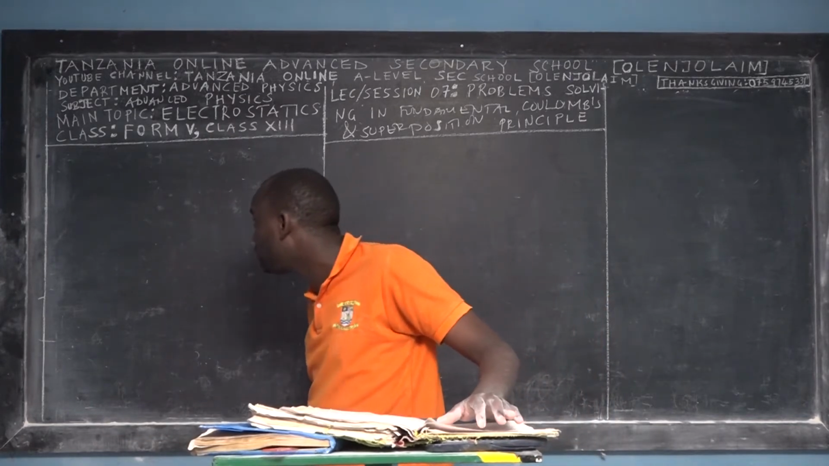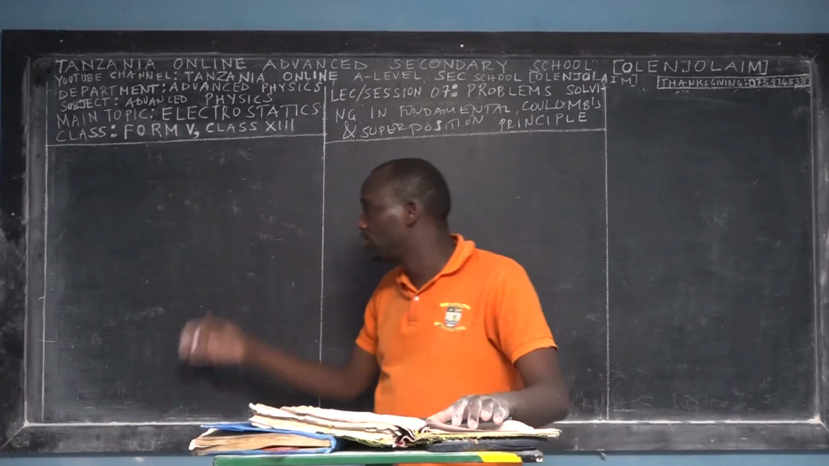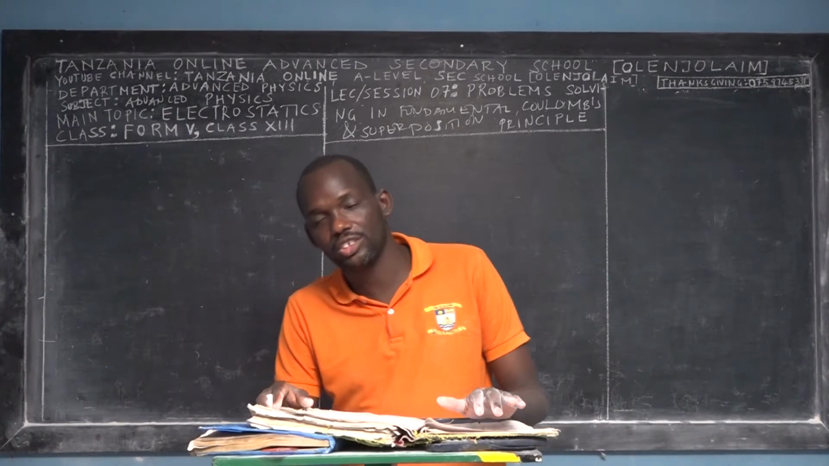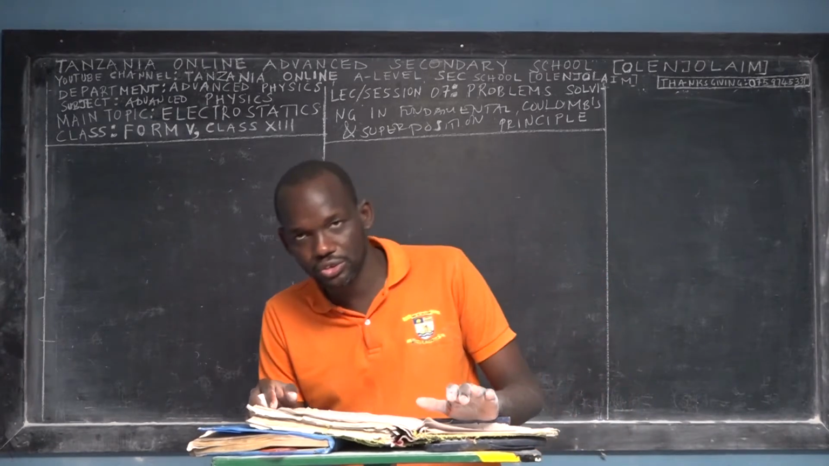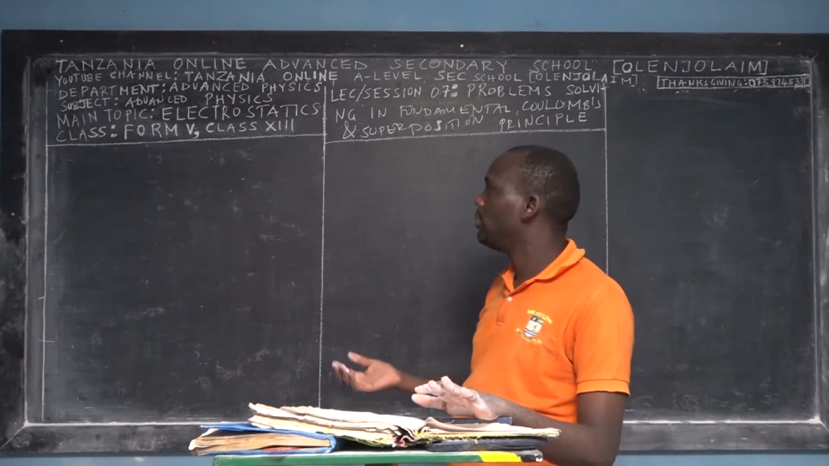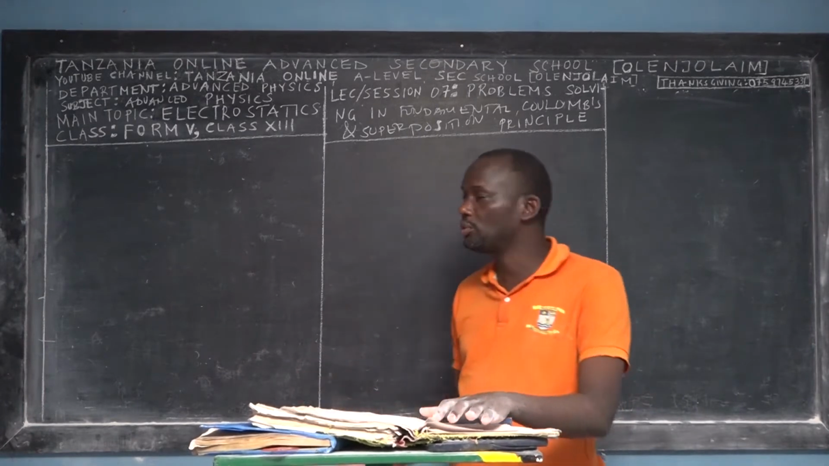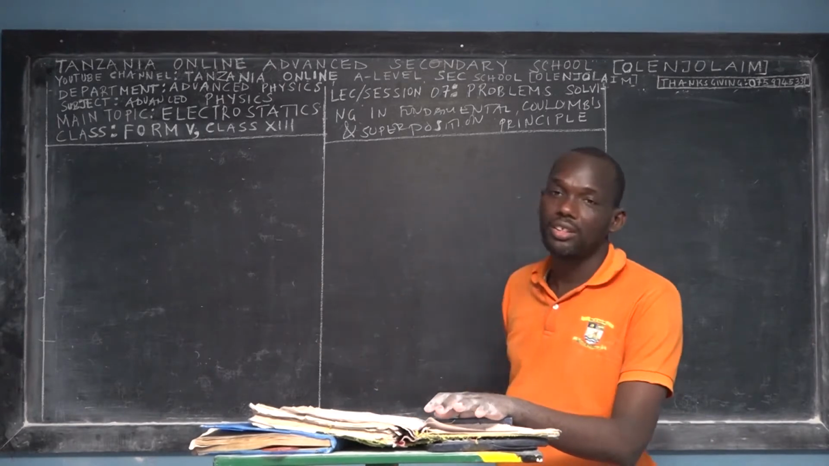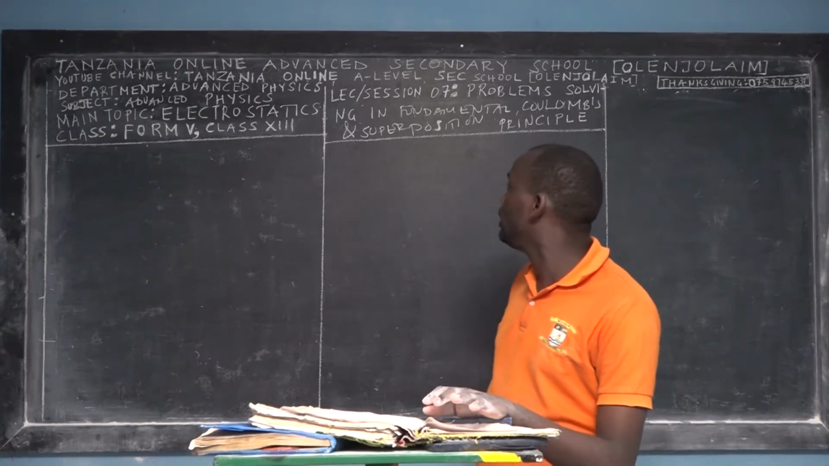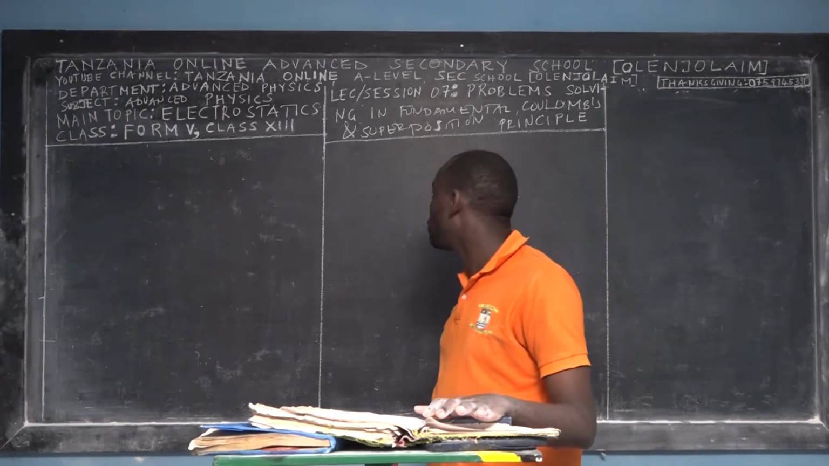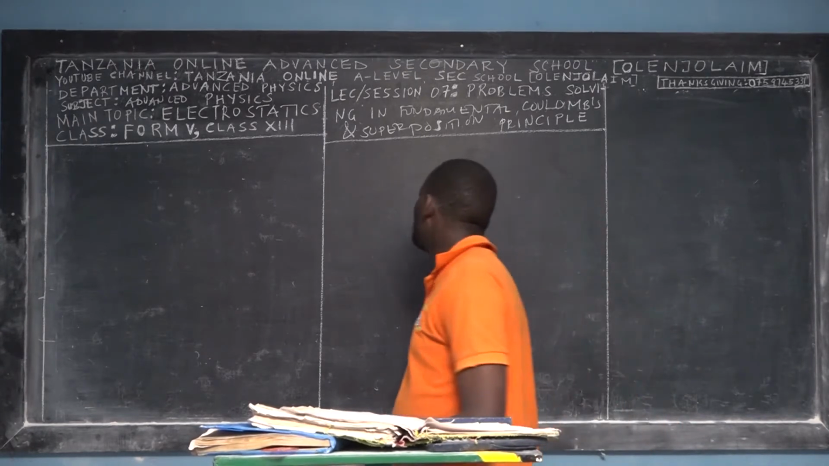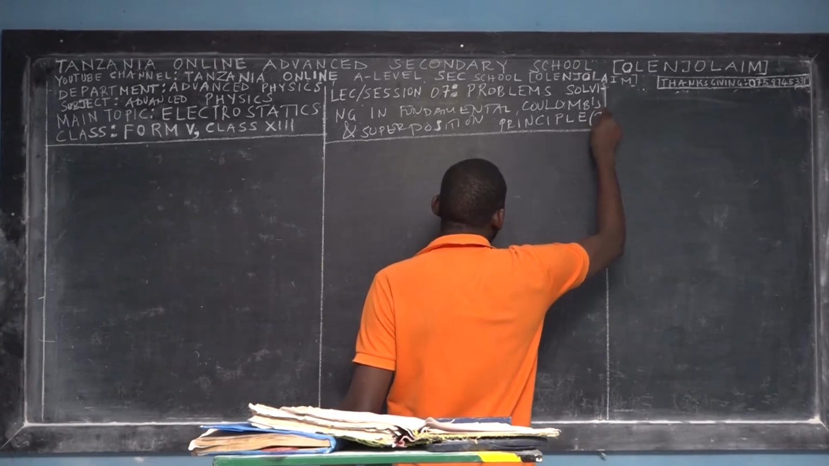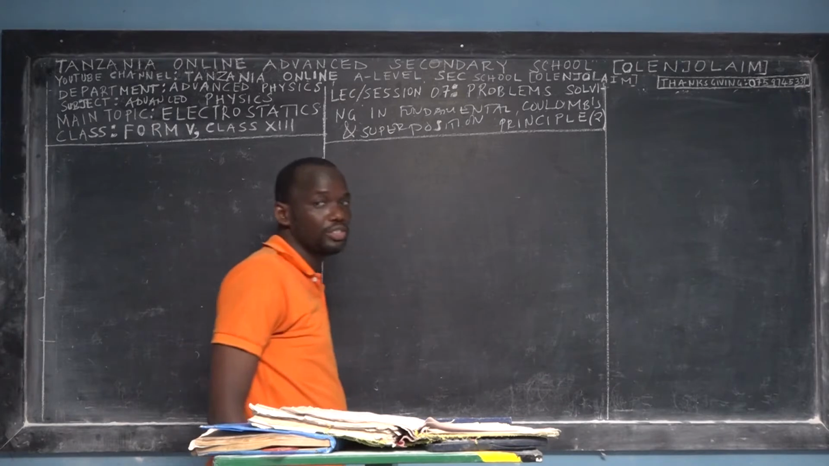So today we are in the Department of Advanced Physics. The subject is Advanced Physics for Form 5. The main topic is electrostatics. The subtopic is the general introduction: electrostatic force, the force of attraction or repulsion between charges. This is specifically for Form 5 or class 13. We are in lecture or session 7, which is problem solving in fundamental Coulomb's law and the superposition principle, part 2. In session 6 I told you part 1, so this is part 2.